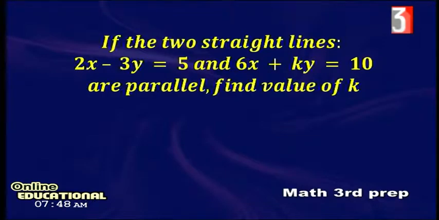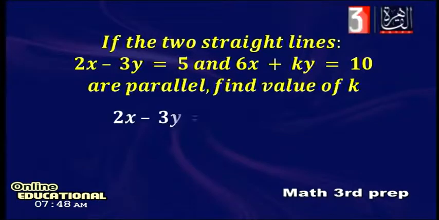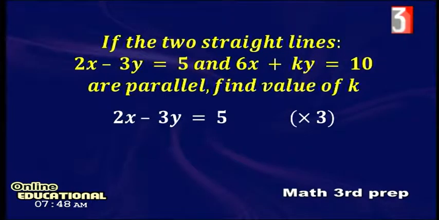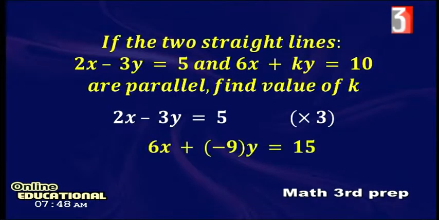So 2x minus 3y equals 5, when multiplied by 3, you are going to obtain 6x plus negative 9y equals 15. Then, what about the value of k? Yes, the value of k will be negative 9. Let us have another example.